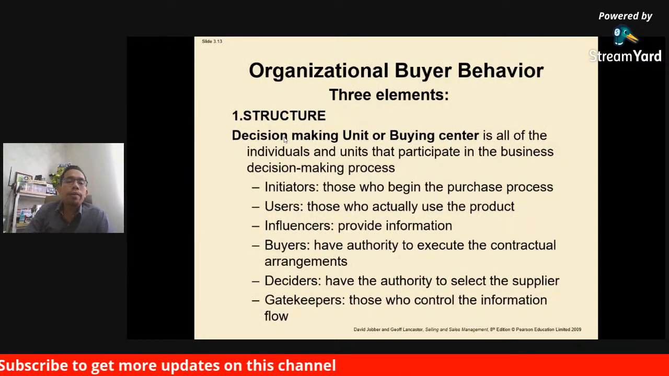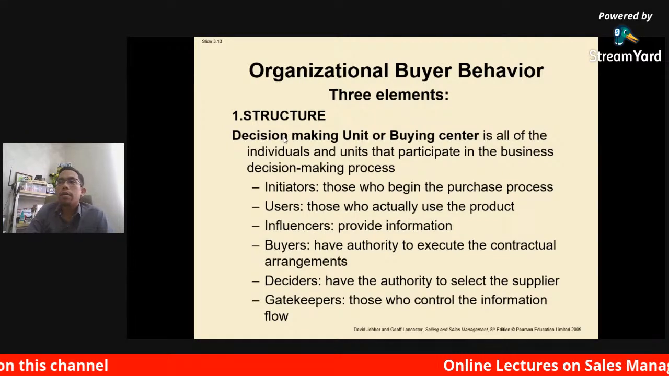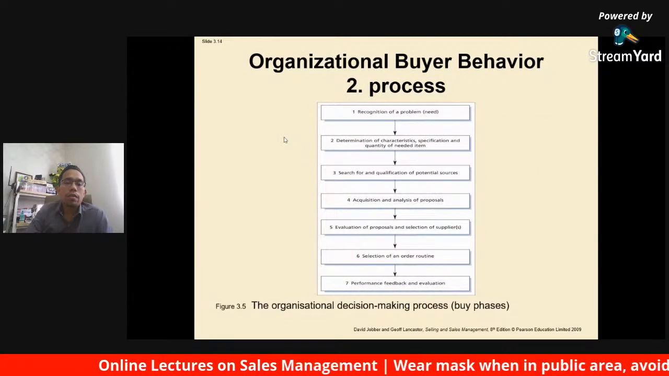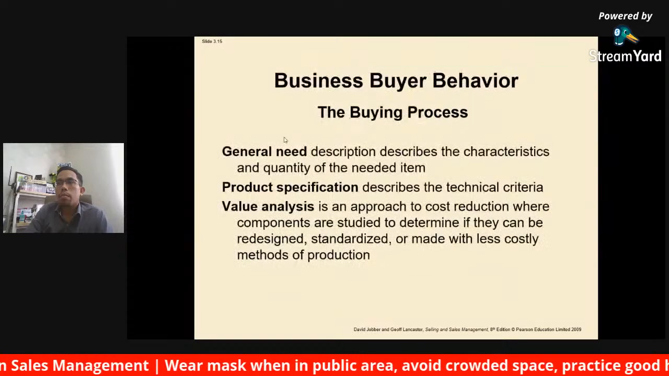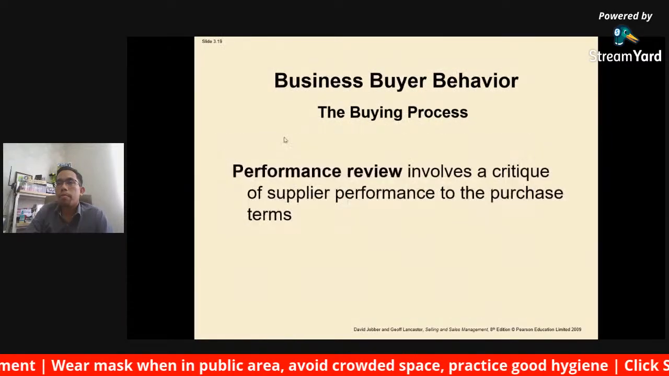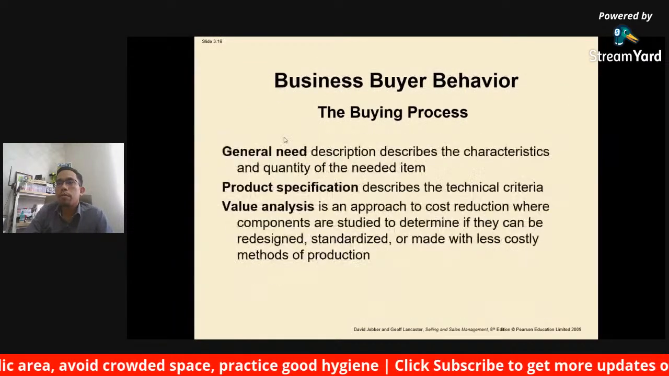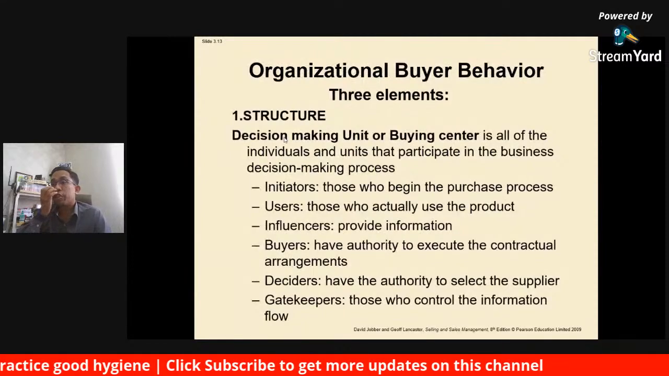That is how we talk about consumer buying. So how about organizational buyer behavior? There are three elements we talk about here. First, the structure.